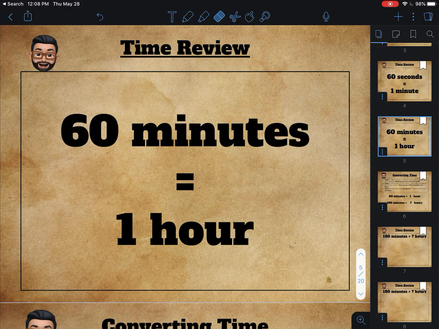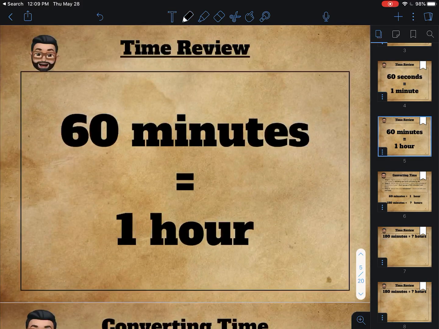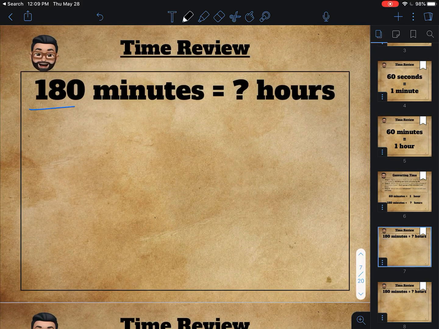Okay. So if we look at what our first problem is, we need to look at 180 minutes. And what I'm asking you to do is figure out how many hours are in 180 minutes. If I know that 60 minutes equals 1 hour, what I need to do is figure out how many times I can take 60 minutes out of 180 minutes, right?